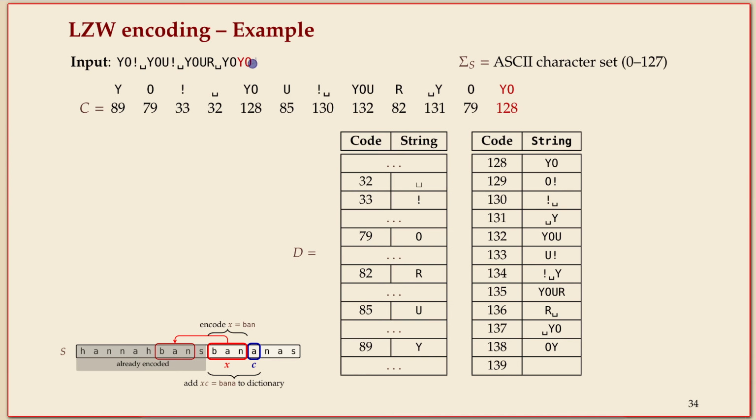And one more, so yo we've seen up here, very first one, so encode that and add a new one, and then we're done. Exclamation mark is encoded, then we're done. Okay? So it's fairly straightforward how the encoding works. And you see how it picks up the repeated parts by having longer and longer things in the dictionary.